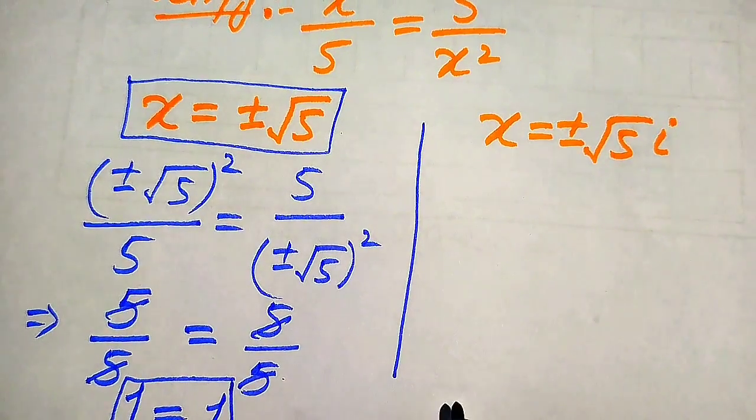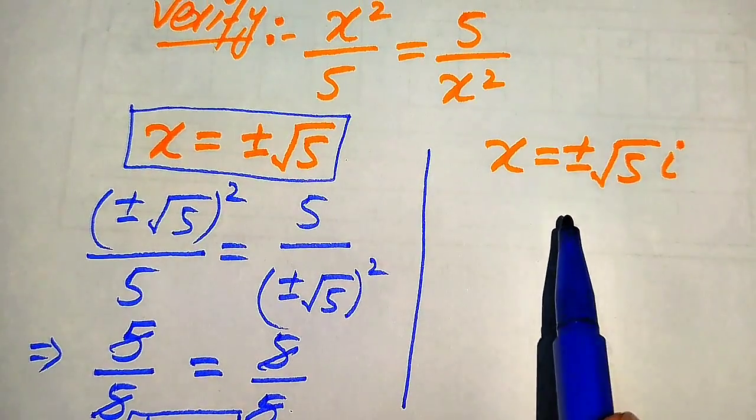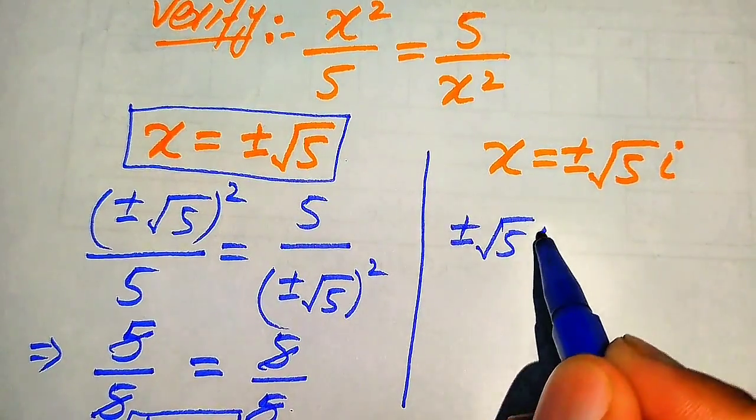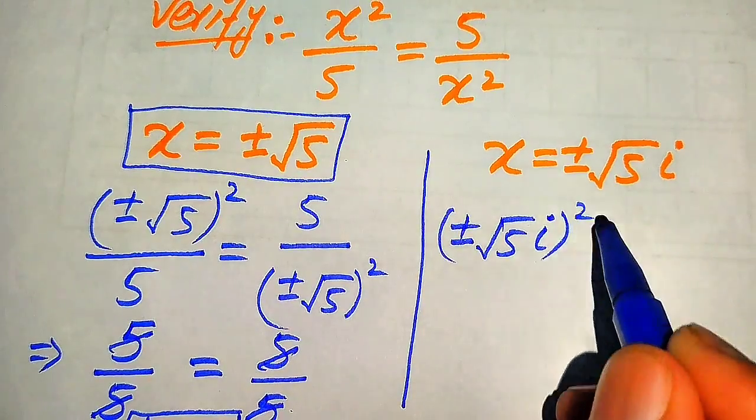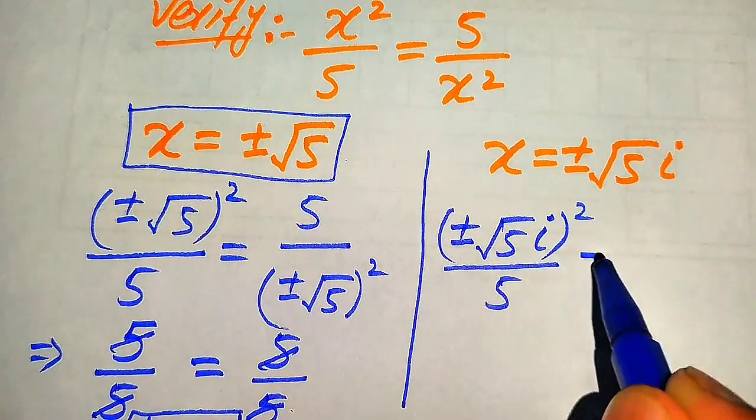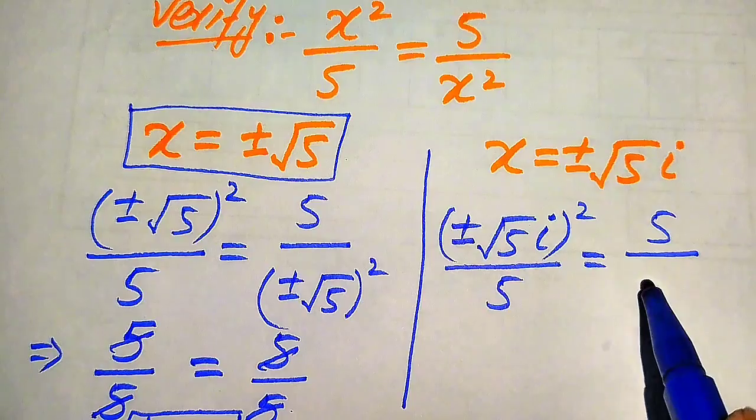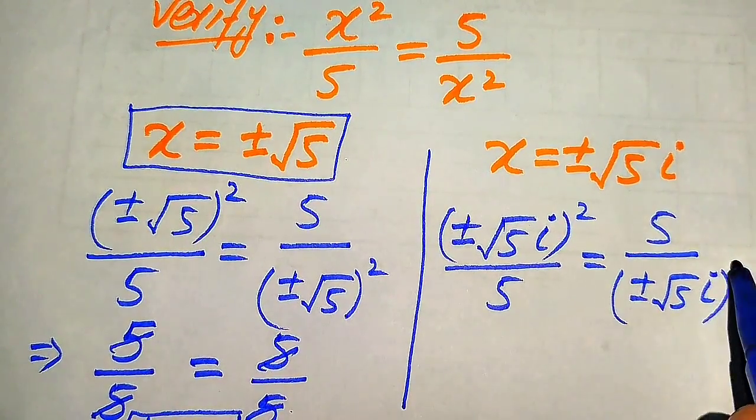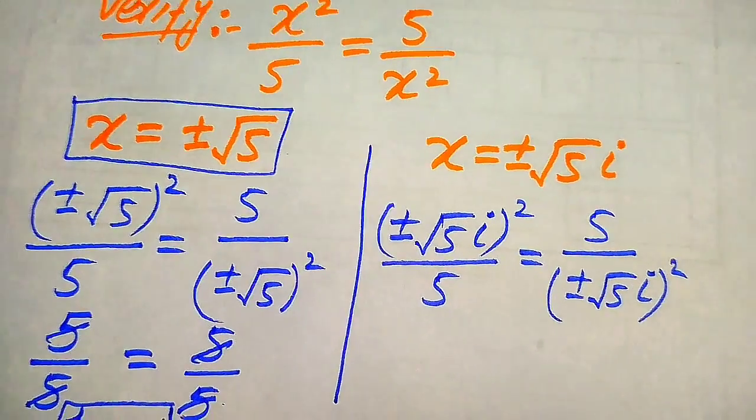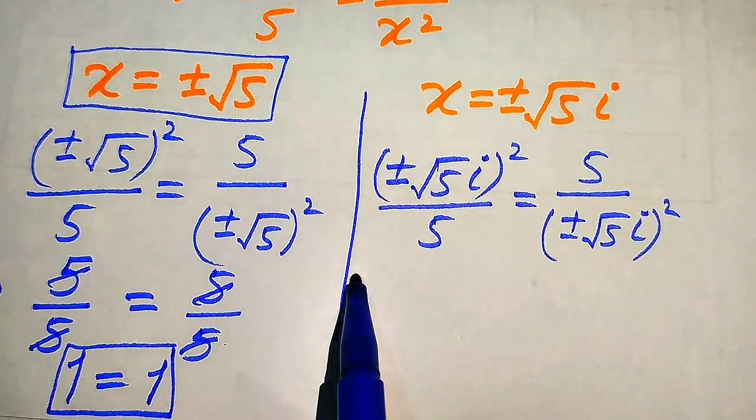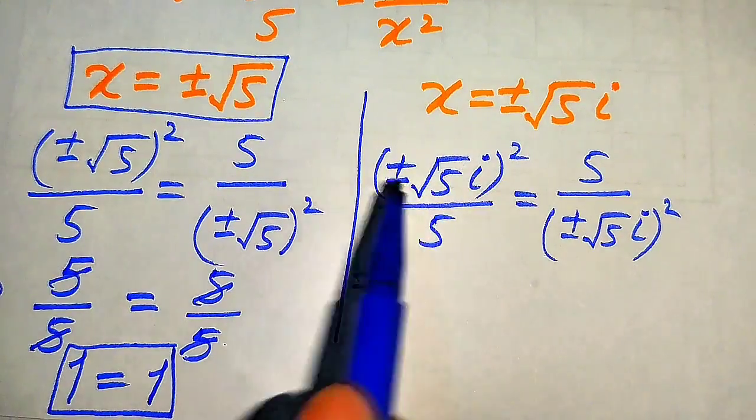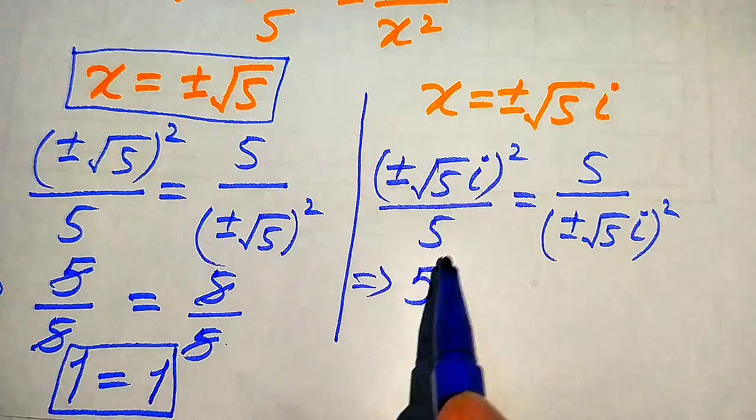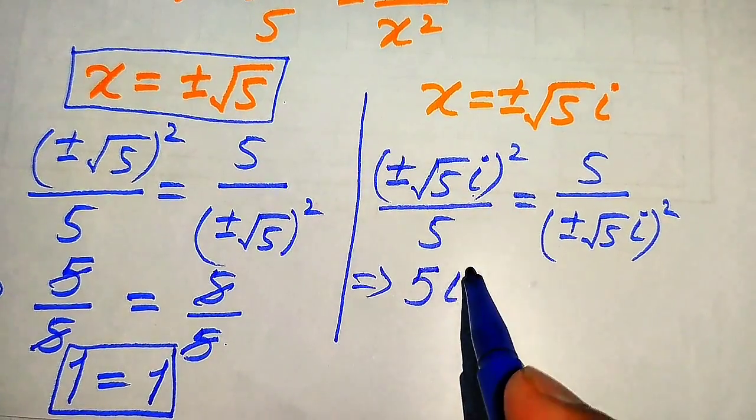And now in the same pattern we verify the complex roots, and now we put these two roots here, and it will be written as plus minus square root of 5 iota and its whole square divided by 5 is equal to 5 divided by plus minus square root of 5 iota and its whole square. And in the next step, you see here again the square of a negative term becomes positive. The square of square root of 5 is equal to 5 only, and here we write the square of iota.